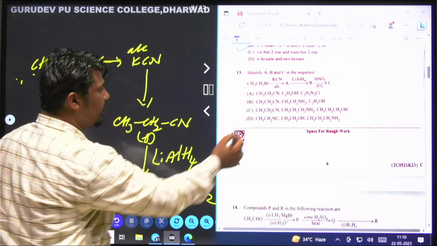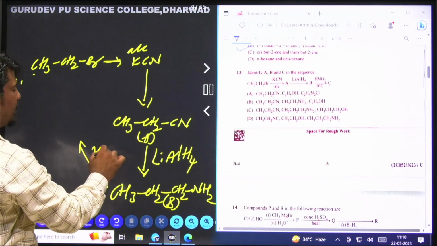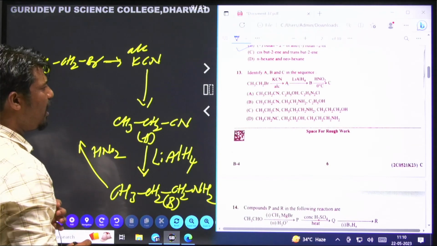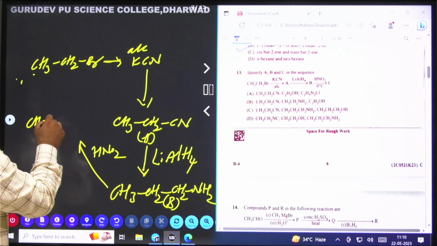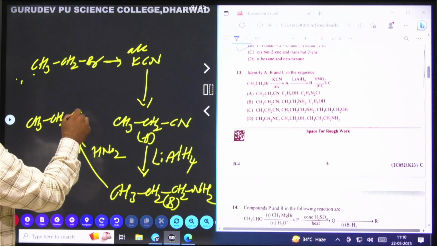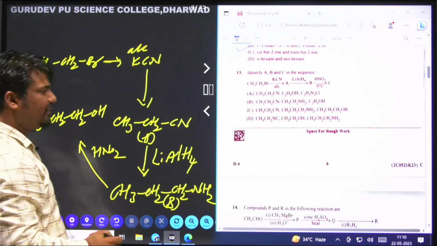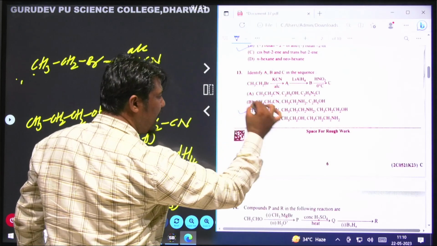This B molecule is reacted with HNO2. This HNO2 results in the formation of the alcohol CH3CH2CH2OH. It becomes an alcohol. So that's the reason why, in the options, we are going to get the option as C.